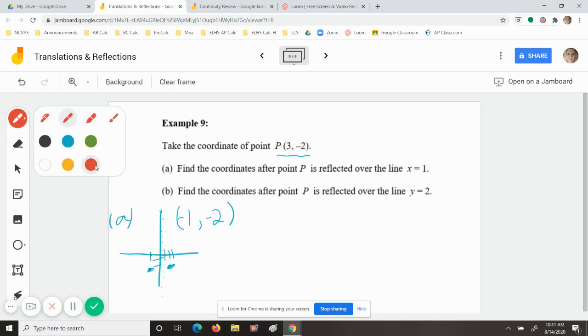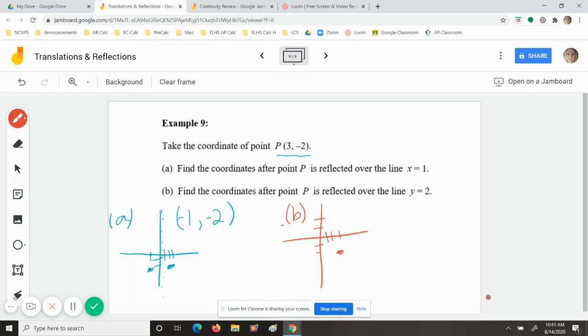Let's take a look at the next one. Part B, we're going to find the coordinates after P is reflected over the line y = 2. So we're going to start out in the same place that we did before. We're going to start out at (3, -2). Now we're going to flip over the line y = 2. Now y = 2 is a horizontal line.